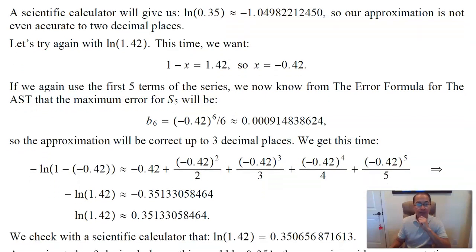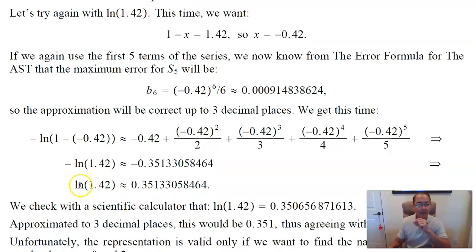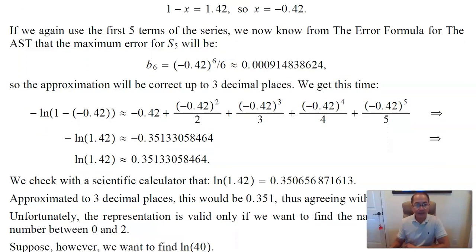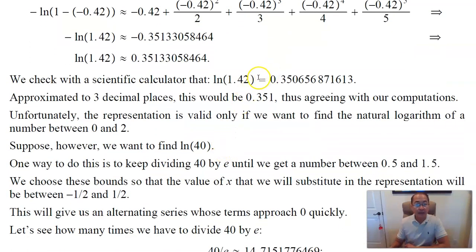Okay, so now plug that negative 0.42 into your power series. Again, mindful that the minus sign will move to the other side. You'll get the negative approximation to the right first, but the minus signs will cancel to give you 0.3513, and that is not too shabby. It's comparable to what your scientific calculator would give you, about 0.3506. So yeah, we do have a difference of about 0.0007, something like that.